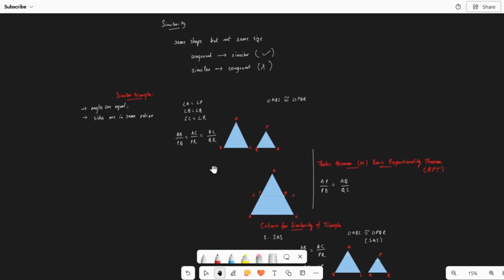And that's the basics of similarity of triangles. We have discussed key theorems including Thales theorem and learned about different criteria for determining whether two triangles are similar, that are AAA, SSS and SAS. These concepts are vital in geometry as they will help you to solve many different types of problems.